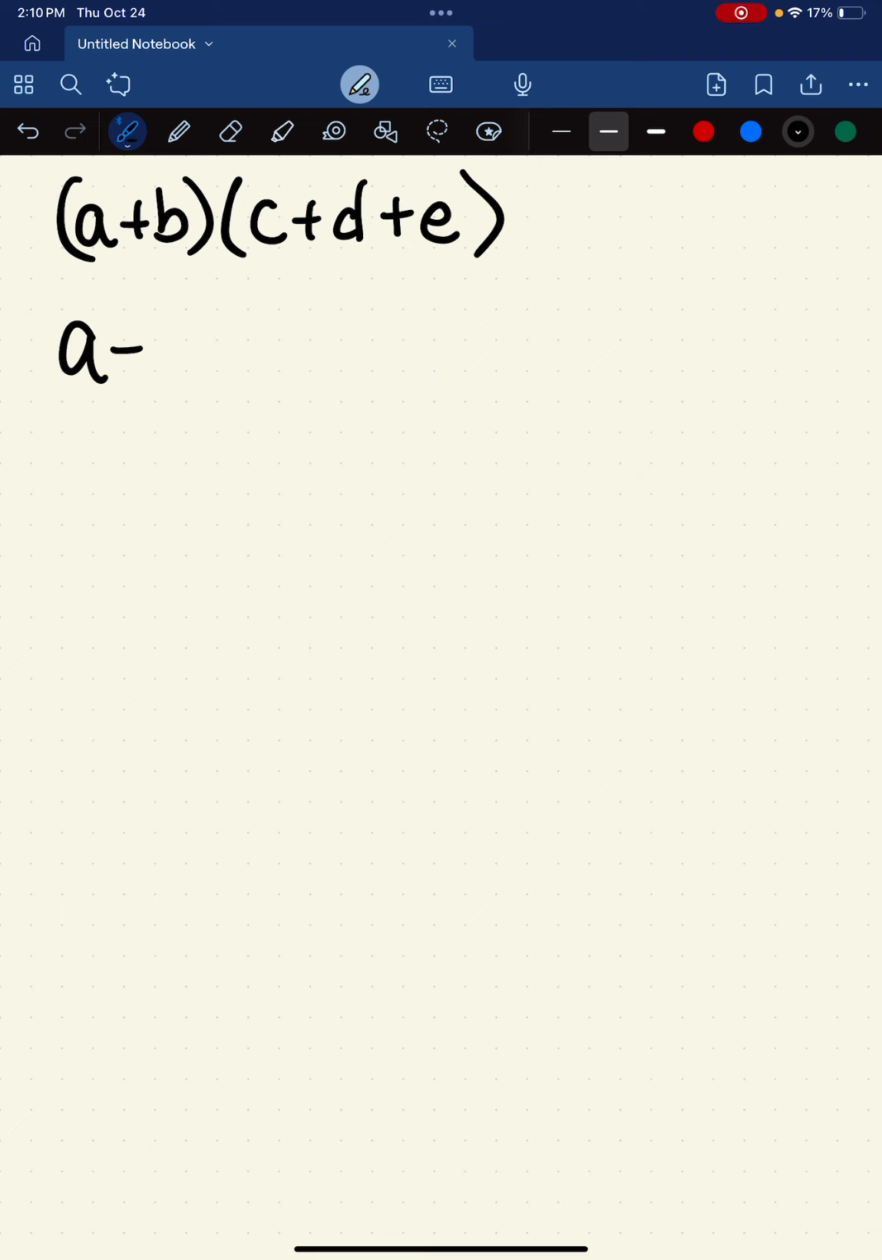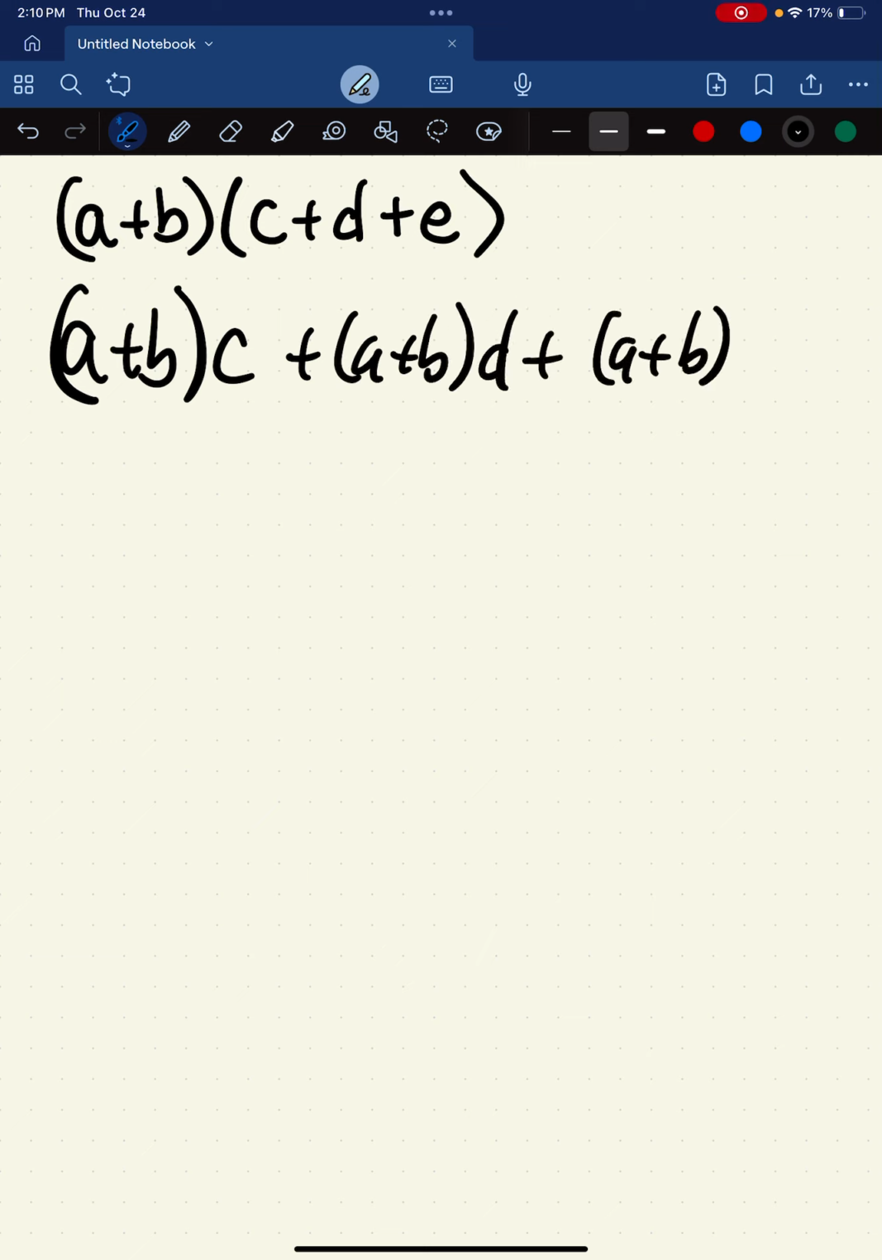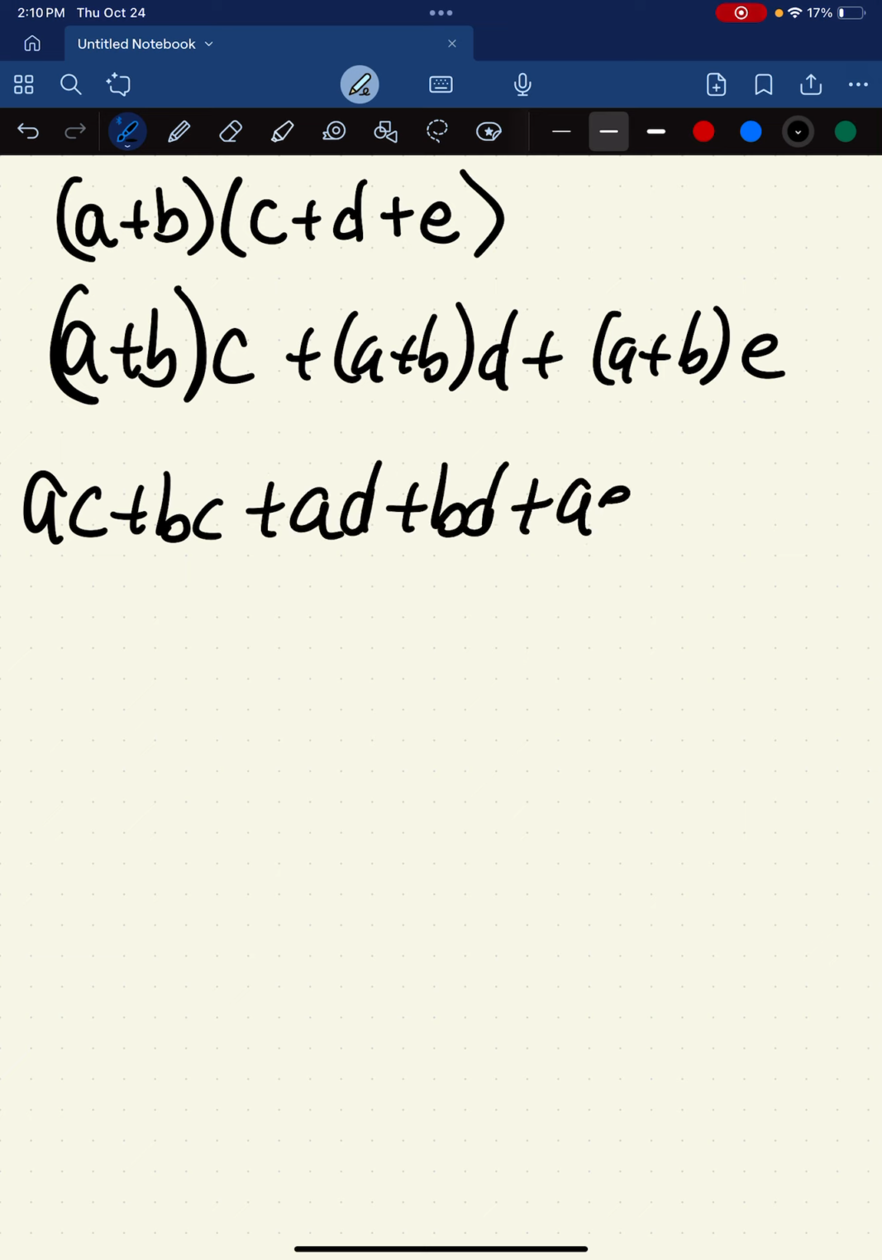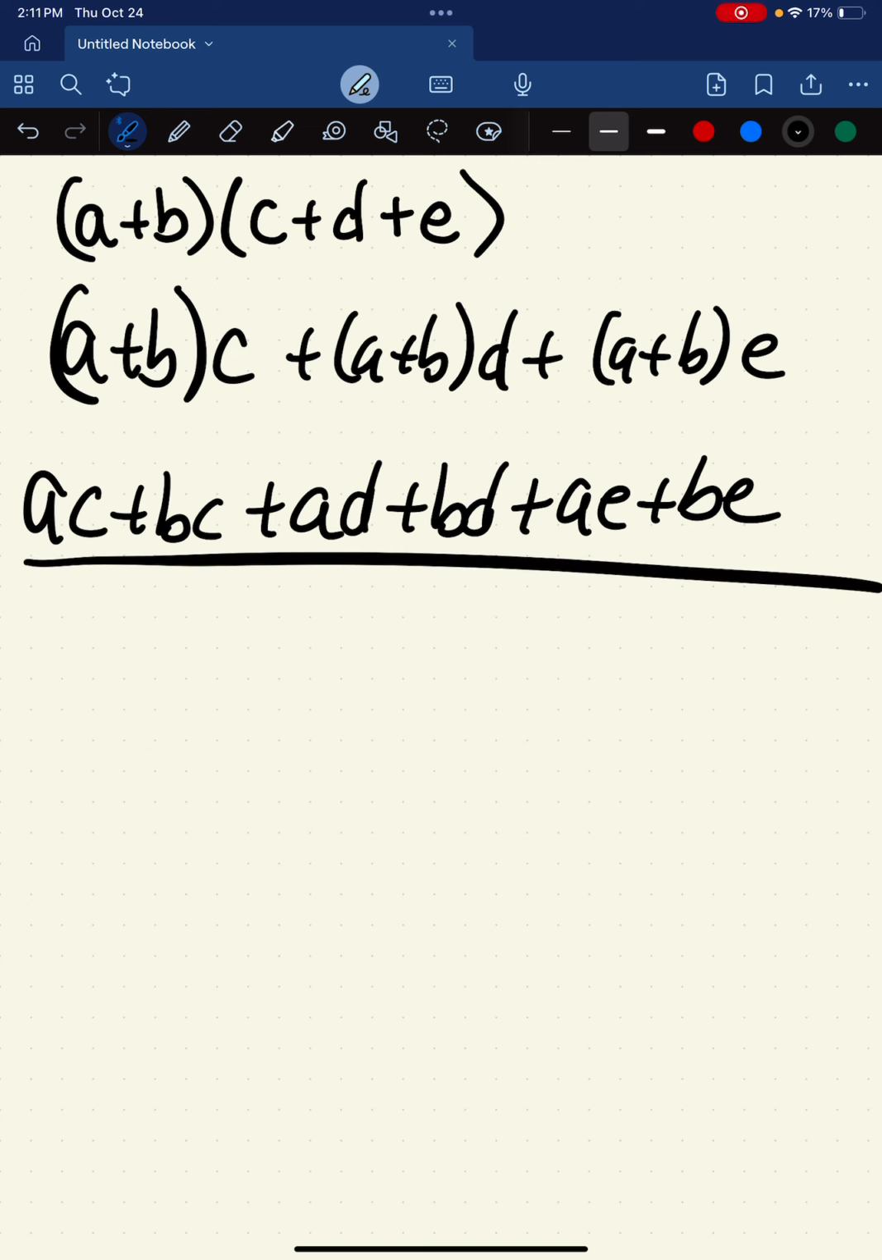Working through this, using the distributive property, we get a plus b times c, plus a plus b times d, plus a plus b times e. Using the distributive property on each one of these, we get ac plus bc plus ad plus bd plus ae plus be. And that's our most general form. Now we can, of course, simplify this, again, using a FOIL-like method. It's not going to be exactly like FOIL, or the box method. Let's start with the box method, and you'll see we'll get the exact same answer.